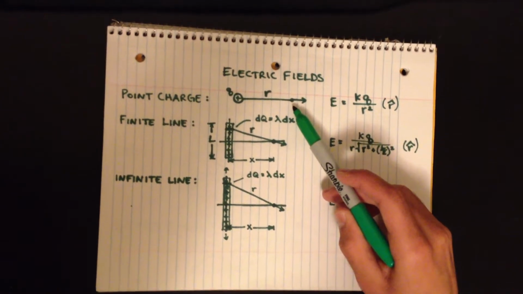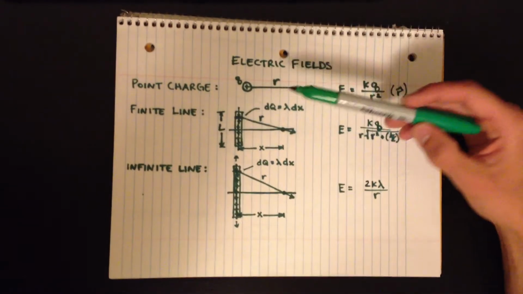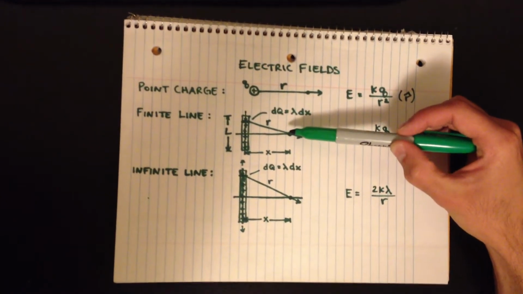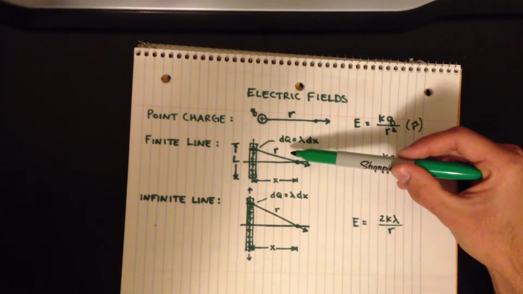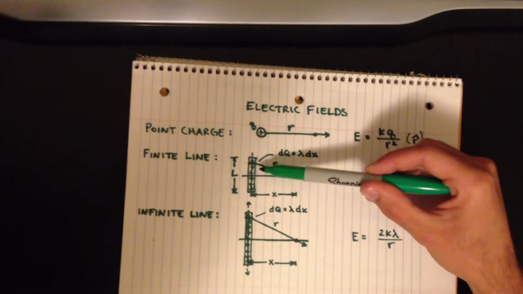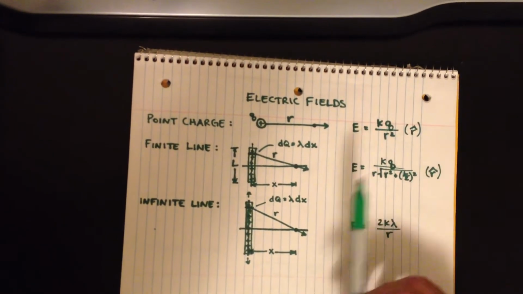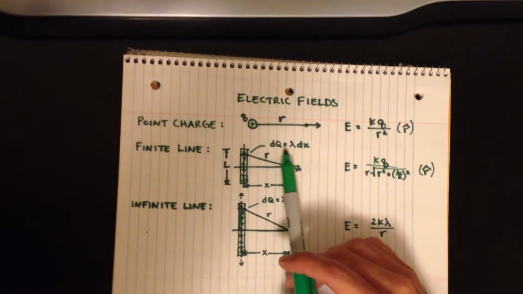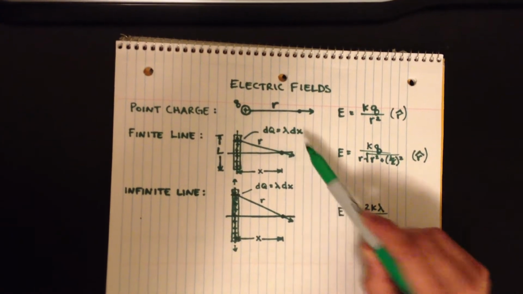Next we have the case of the finite line where you have a finite line of length L where your reference point sits on a perpendicular bisector to that line L. Your point is going to be a distance r away from that line, and you're going to find this equation by integrating a small sliver of charge, which is dq equals lambda dx, where your lambda is your charge density.